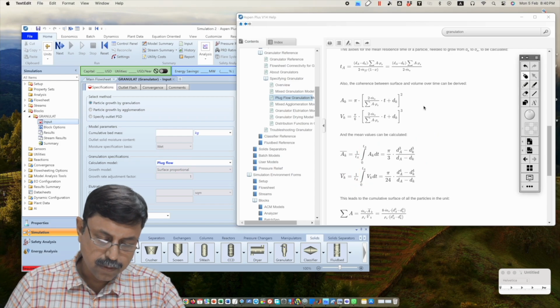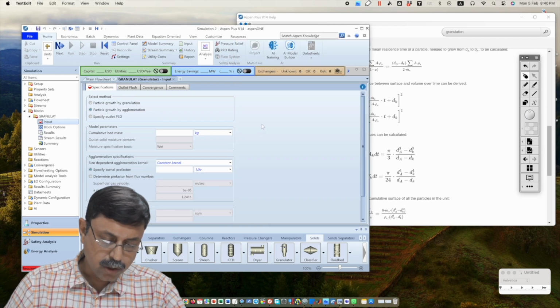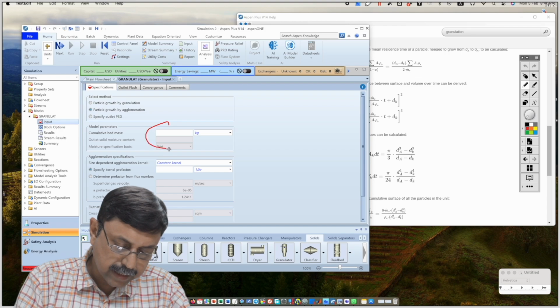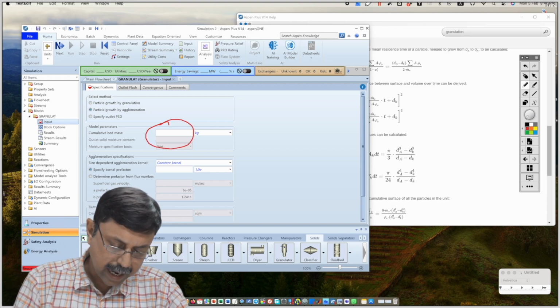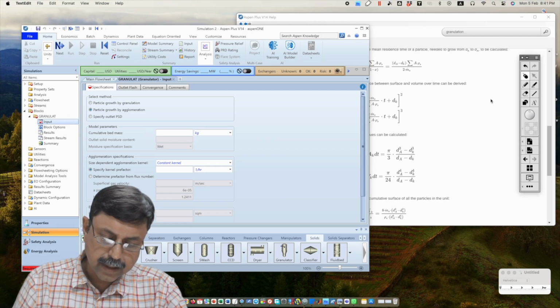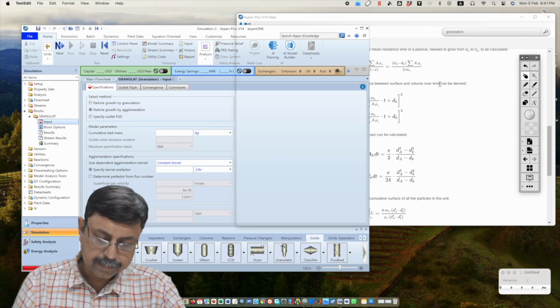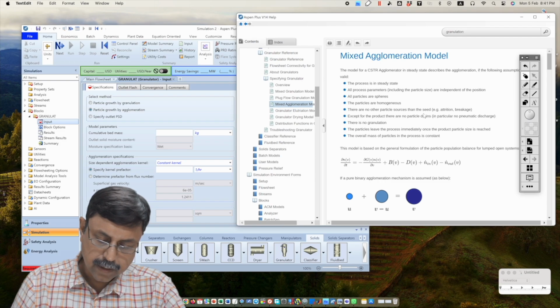And now the growth agglomeration model. In the growth agglomeration model, first you have to specify the cumulative bed mass as before. And then we have to pass some information about the agglomeration kernel. For that, let us go to the mixed agglomeration model.